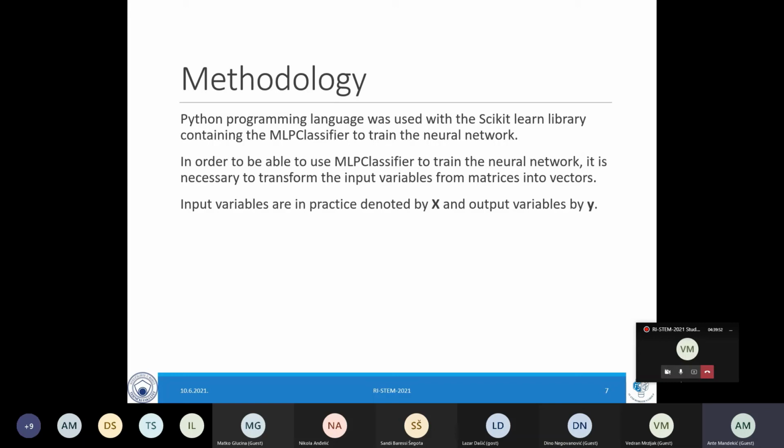Programming code was written in the Python programming language. The scikit-learn library was installed because it contains the MLP classifier used to train the neural network. The MLP classifier only works if input variables are vectors. Images are imported as matrices, in this case 64 by 64, so it is necessary to transform them into vectors. Output variables are denoted with zeros and ones. In this case, ones are with mask and zeros without mask.